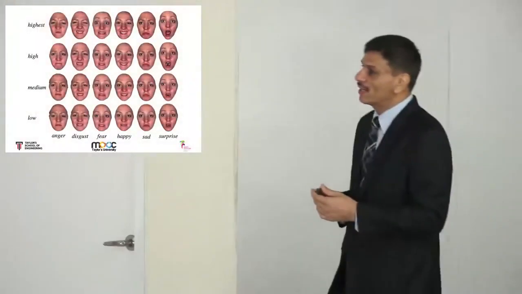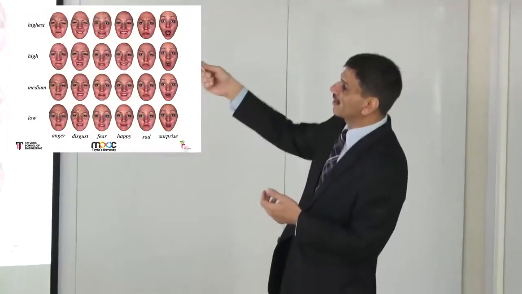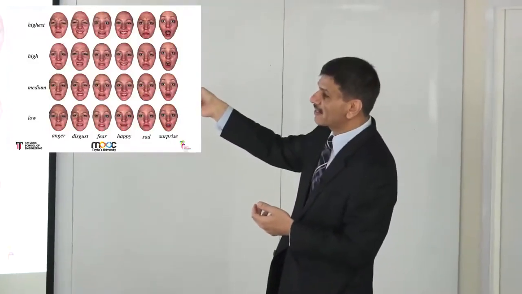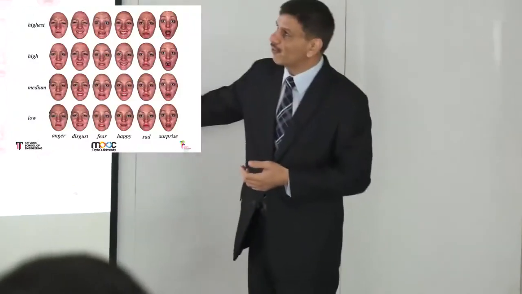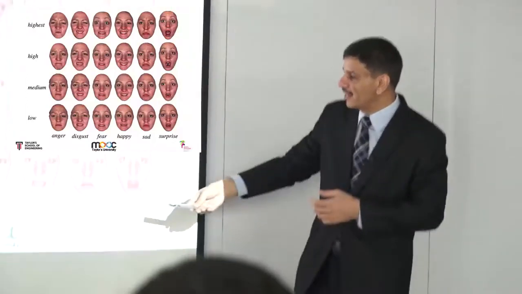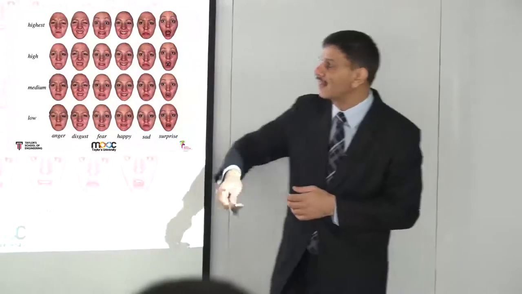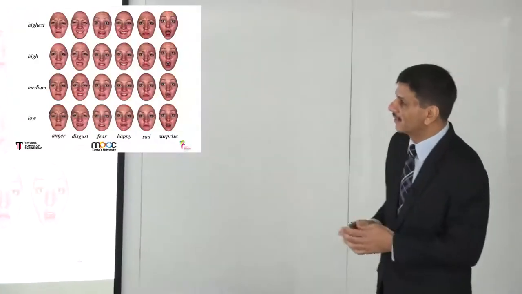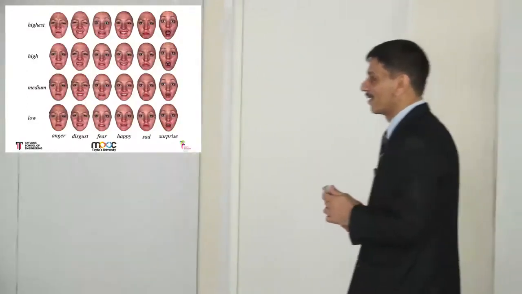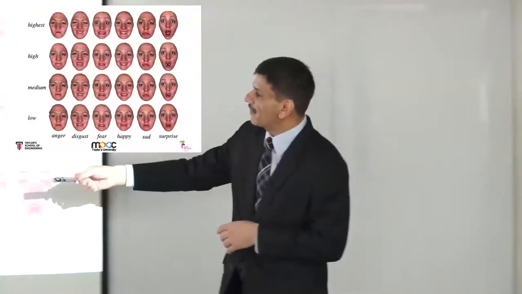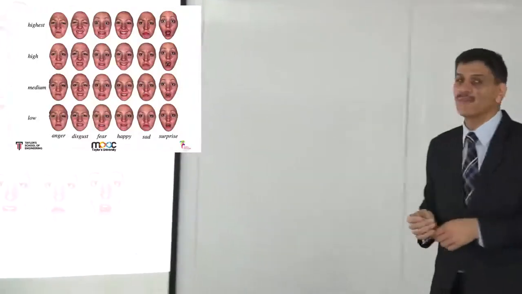So this is how these emotions are expressed. And as you can see, the level of emotion goes from low to the highest. Here you have surprise, the sad face, happy, fear, disgust, and anger. Yeah. So how do you feel today? So this is low happiness, and high happiness increases as we move on.